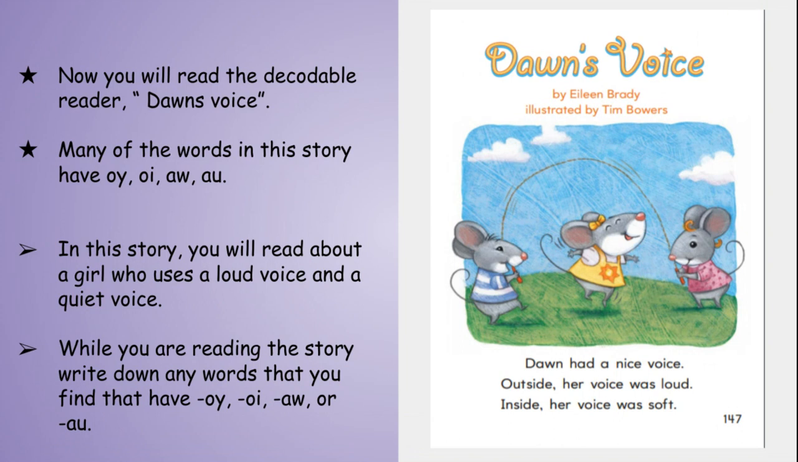Okay, and the last thing you're going to do is read the decodable reader, Dawn's Voice. Many of the words in the story have the OY, OI, AW, and AU. And in the story, you will read about a girl who uses a loud voice and a quiet voice. While you're reading the story, write down any words that you find that have OY, OI, AW, or AU. So remember the OY makes that oi sound, AW makes that aw sound.